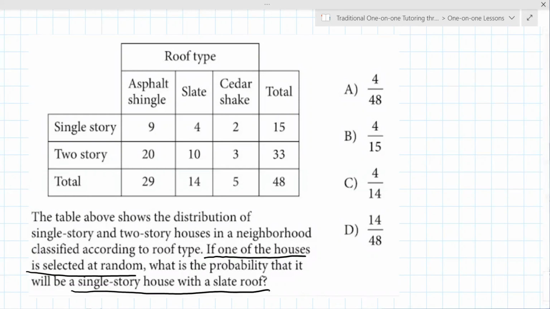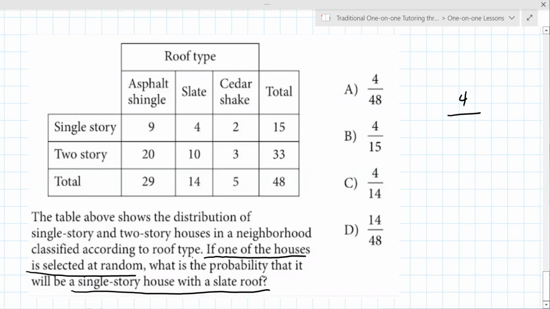Okay. So how much? If one of the houses is selected at random, the probability would be that it is a single story with a slate roof. Okay, yes, got it. So how many are there with a single story slate roof? Slate roof. 4 over 14. Well, that's the number of single story slate out of slates. You're selecting a house at random.